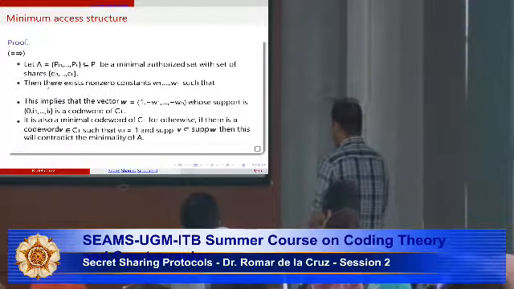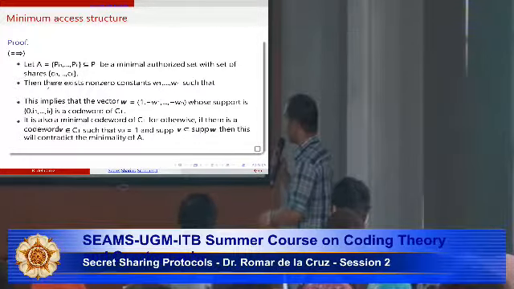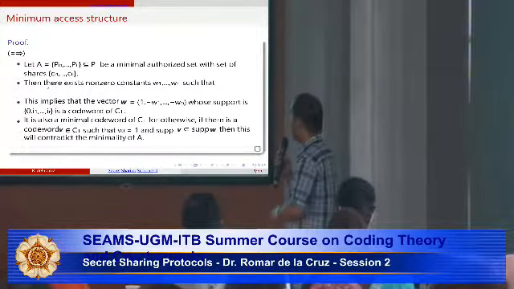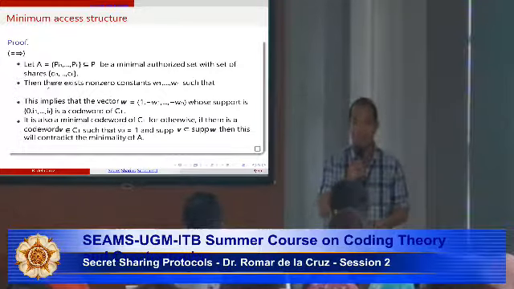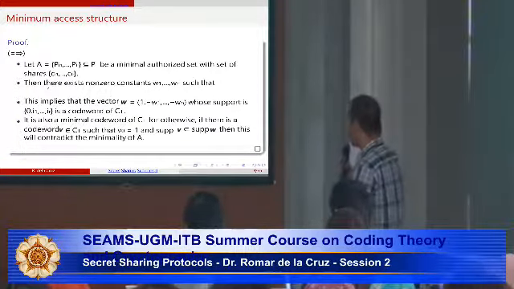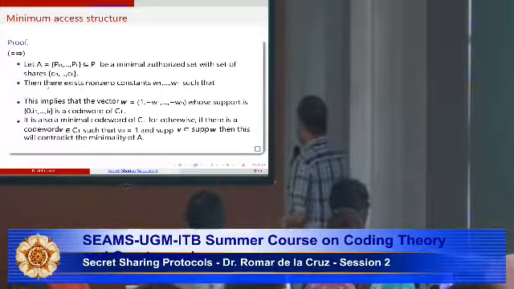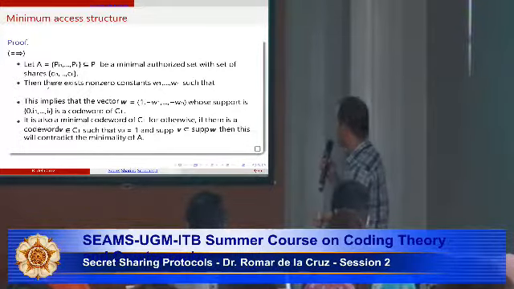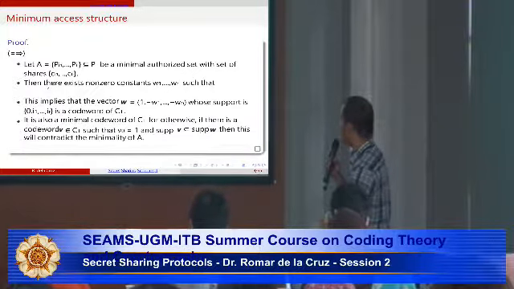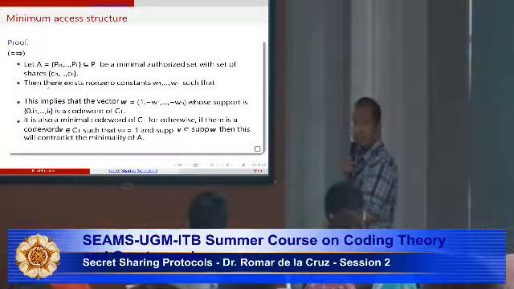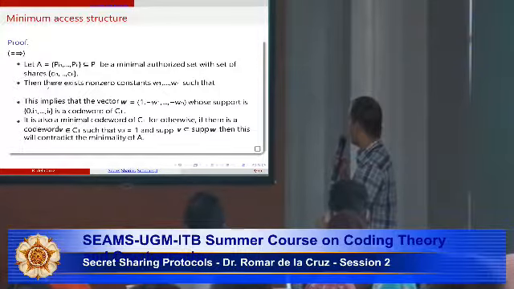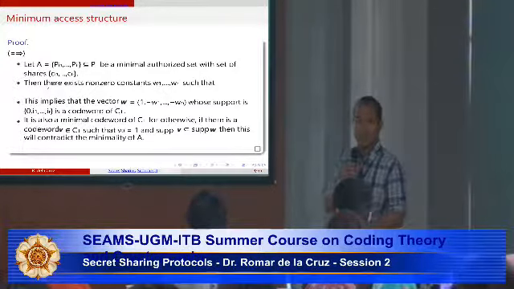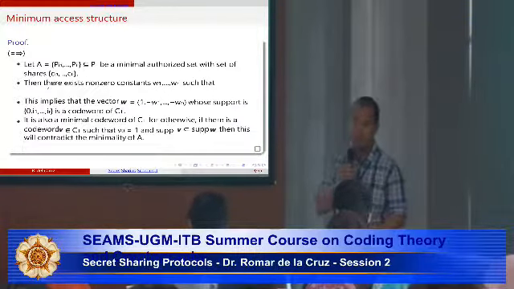And then if you look at the support, this is the support of this code word, and it should be a minimal code word. Because if it is not a minimal code word, you will have a non-zero code word with this property, and that will contradict the minimality of this authorized set. So it should be a minimal code word.